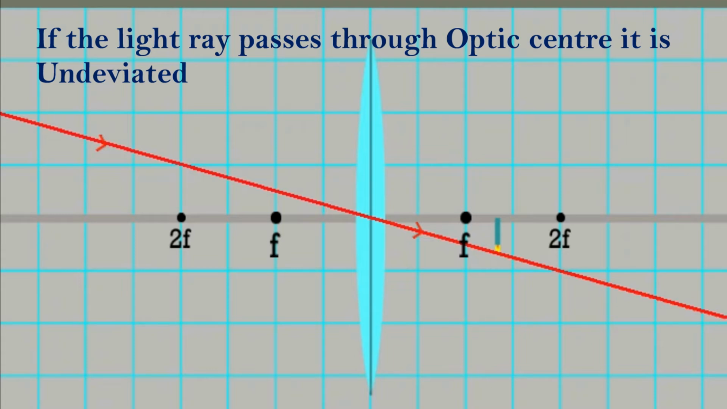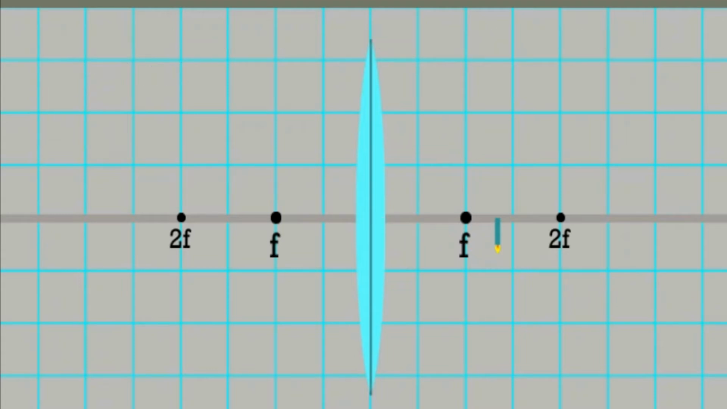Okay. Now let us see how the convex lens is going to form image for different positions of the object. So first let us keep the object beyond the center of curvature. This 2F represents center of curvature. Okay. When the object is beyond the center of curvature, let us see where the image is going to form.